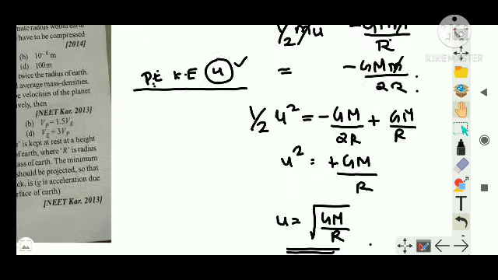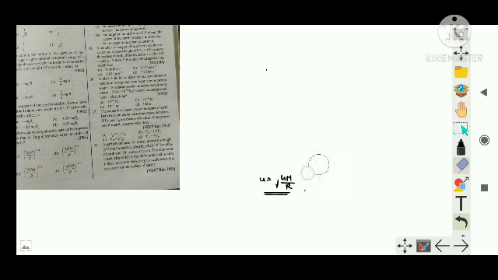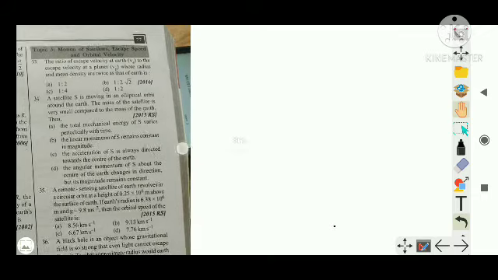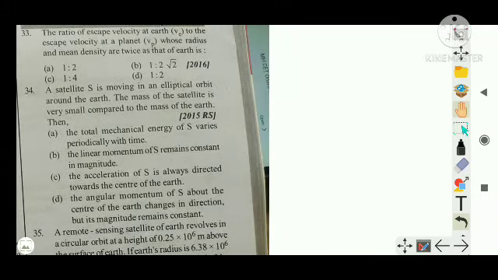Clear? Right? The calculation is very simple if you understand the logic, right? Now let us move on to the next problem, guys. This section, as we are going to deal with escape velocity section, etc. Right? Now, the ratio of escape velocity of Earth to escape velocity of planet whose radius and mean density are twice, right? So you're asked what is the escape velocity of planet as well as of Earth.